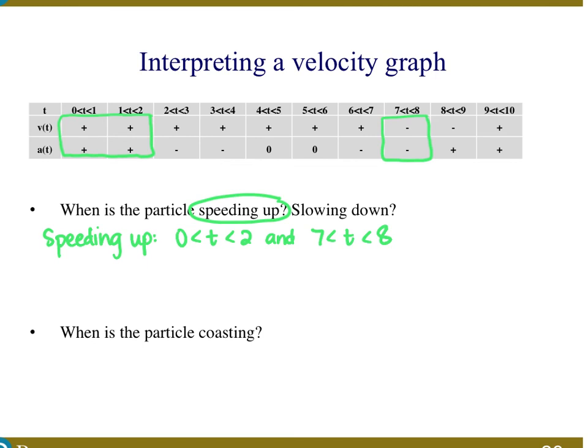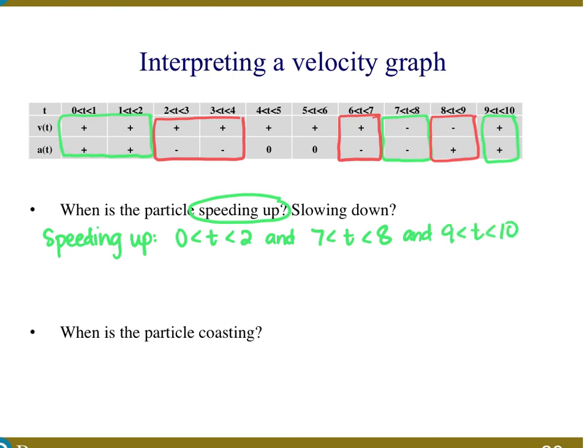Slowing down will be the intervals where we have opposite velocity and acceleration values. Oh, did I forget another one? I did. Plus to plus, and 9 to 10. All right, now we've got our minuses. So slowing down. See how easy it is to miss them?